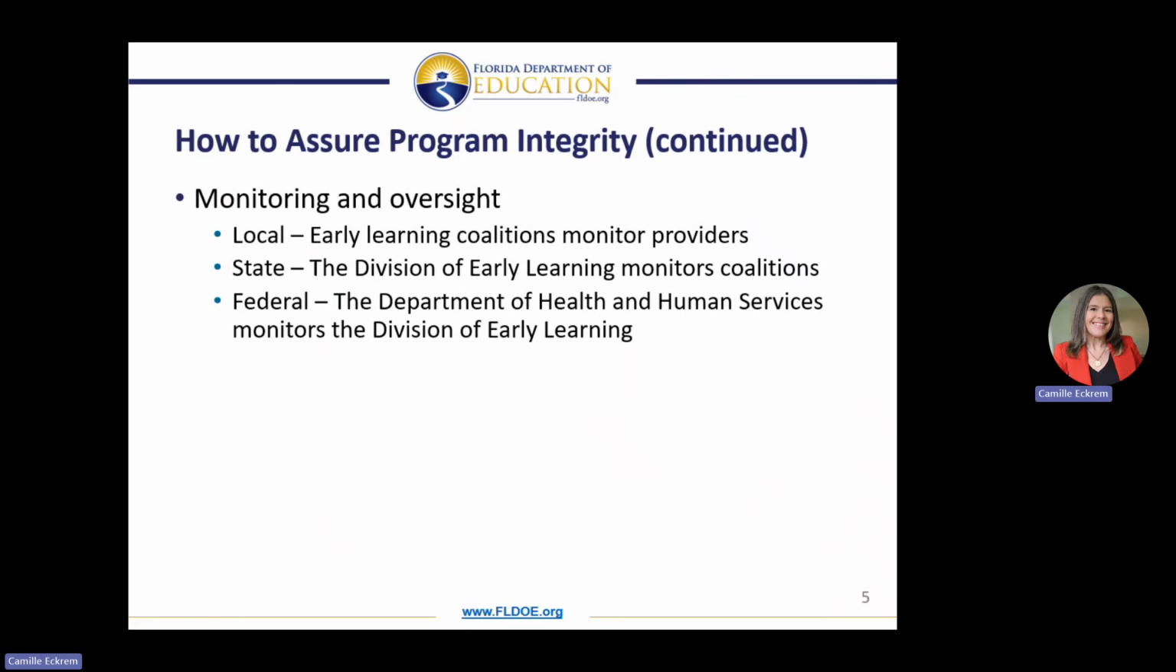Monitoring and oversight at the local level: early learning coalitions monitor providers. At the state level, the Division of Early Learning monitors coalitions. And at the federal level, the Department of Health and Human Services monitors the Division of Early Learning. Monitoring includes desk and on-site reviews, quality assurance, and corrective action. We'll discuss this in more detail later during this orientation.